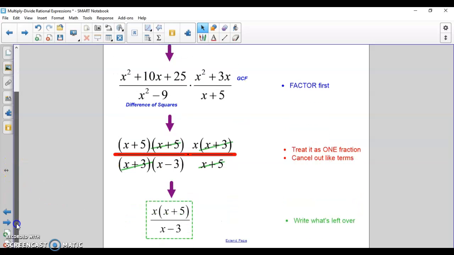We rewrite what's left over. You have an x plus 5, you have an x up top. Then you have an x minus 3. These, again, x's cannot cancel at all. This is your answer. I have your answer boxed in. Just make sure you're not canceling out those extra x's. Alright, that's multiplying.